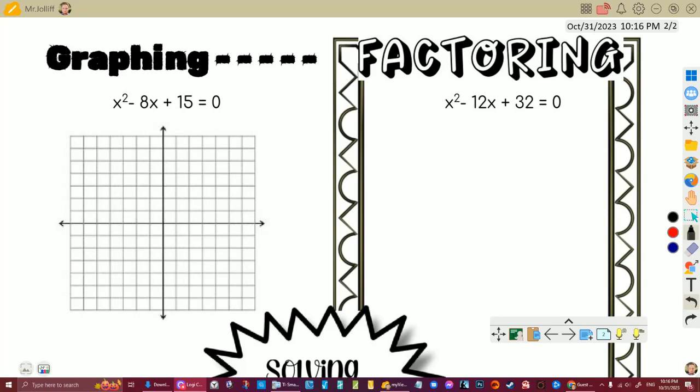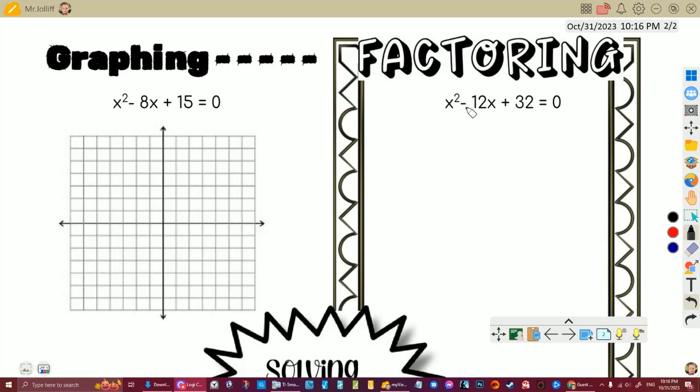Hi everyone. Today we're going to go ahead and review the 4 methods for solving quadratic equations that we've talked about in class so far. We're going to go ahead and start with graphing, and we're going to graph the function x squared minus 8x plus 15, and we're trying to identify where that function equals 0. In other words, when we're solving this equation by graphing, we're looking for the x-intercepts.